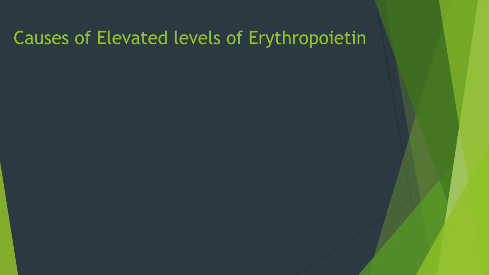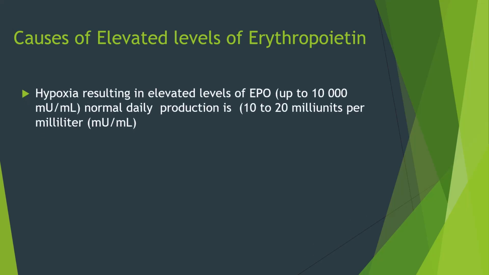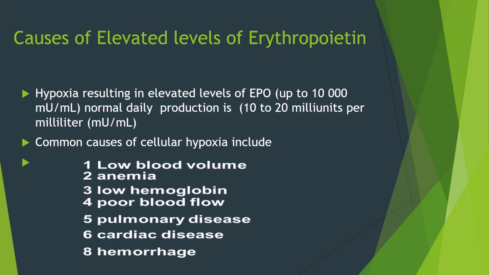Causes of elevated level of erythropoietin. Hypoxia results in elevated level of EPO up to 10,000 milliunits per milliliter. Normal daily production, as I told you in the previous slide, is 10 to 20 milliunits per milliliter. Common causes of cellular hypoxia include low blood volume, anemia, low hemoglobin, poor blood flow, pulmonary disease, cardiac disease, and hemorrhage. So all these conditions cause hypoxia, which leads to the production of erythropoietin.